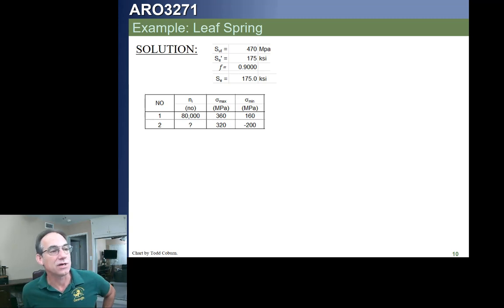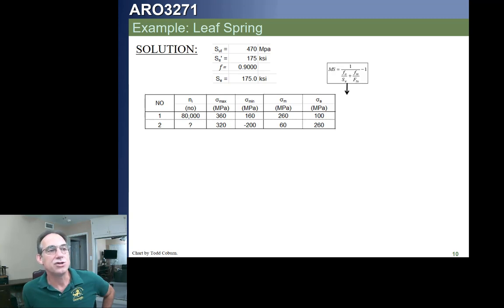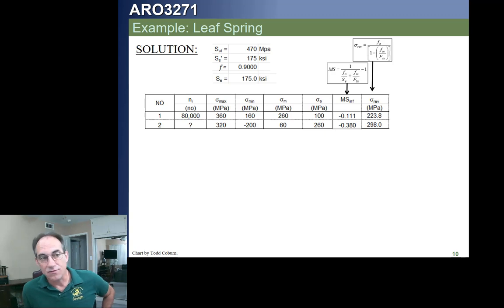What we're going to do now is say, okay, we don't know how many cycles of the second one we have, but we can still apply our procedure. So we're going to start by calculating our mean and alternating stresses of each, and then we're going to choose a failure criteria, and we will evaluate the margin of safety. Once we do that, if we have a negative margin of safety for either of these, we will calculate the equivalent fully reversed stress level, using the same failure criteria to calculate that equivalent stress level.